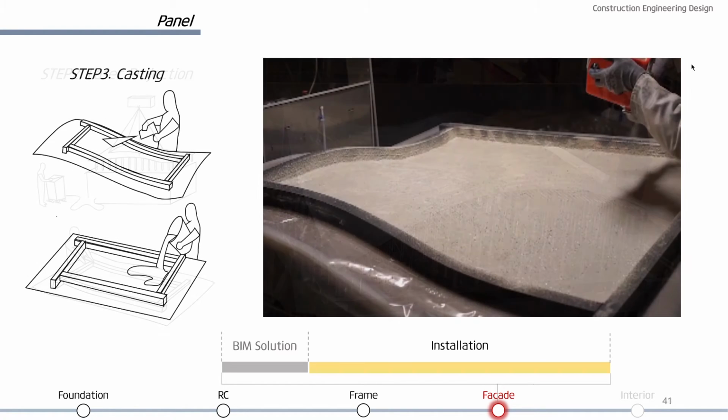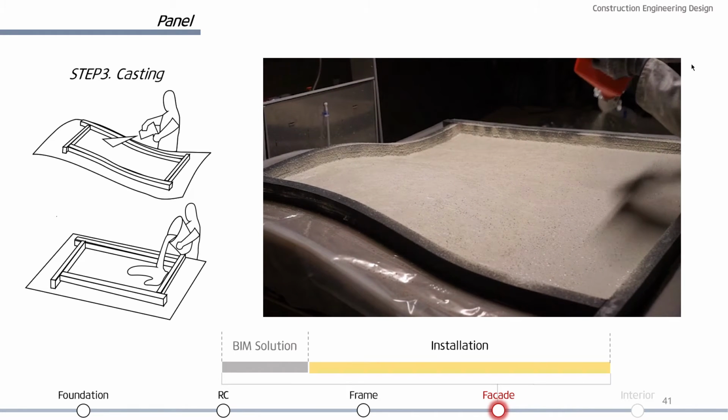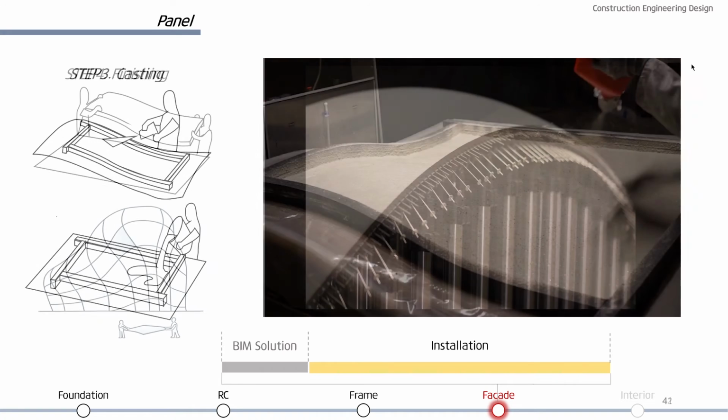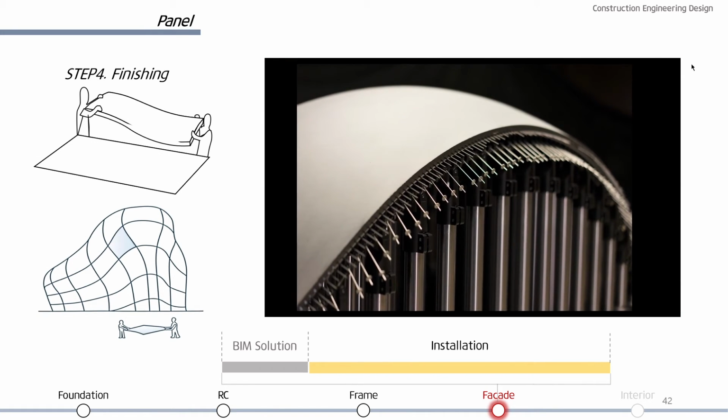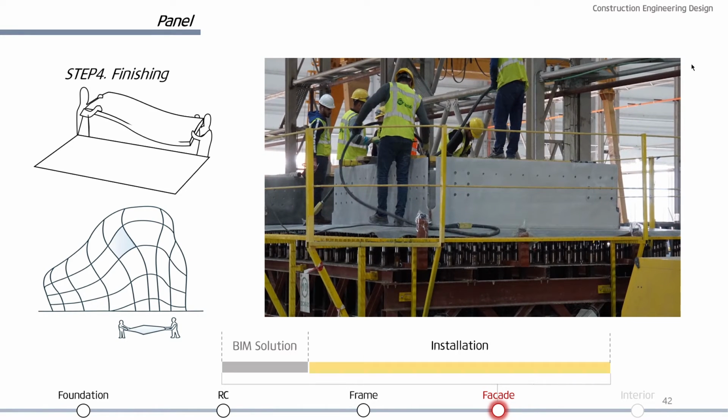For step 3, the reinforcing glass fiber is sprayed in the frame and then the concrete is poured after. In step 4, after the material is hardened and cured, it can be removed from the molding panels. The surface is then cleaned and finished to be ready for transportation to the site.